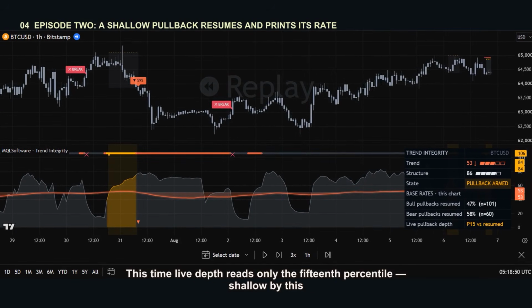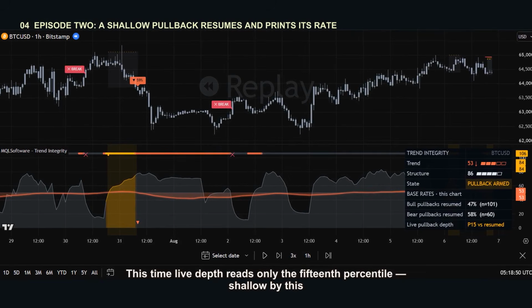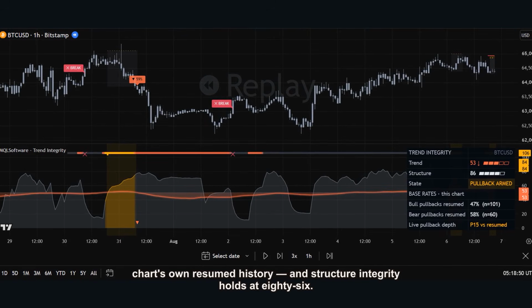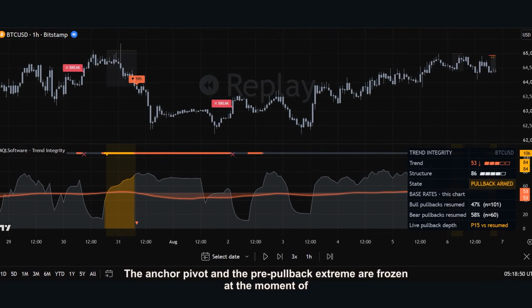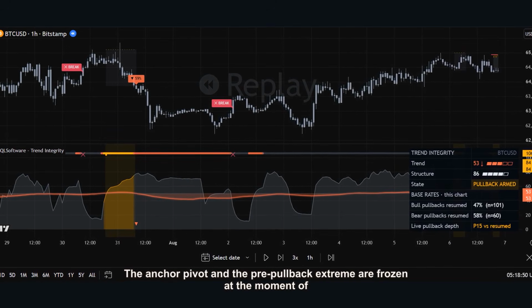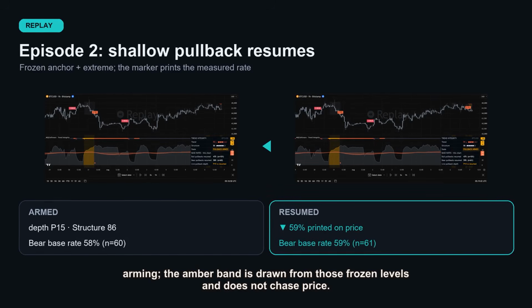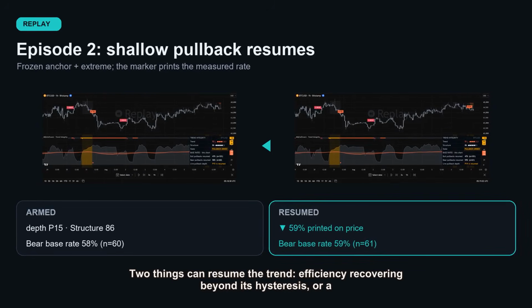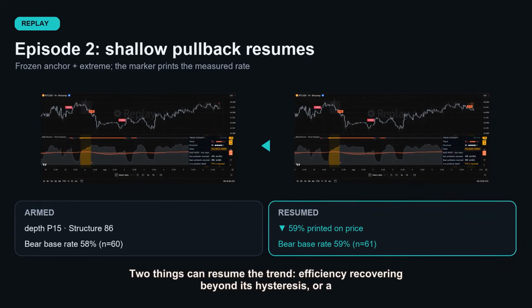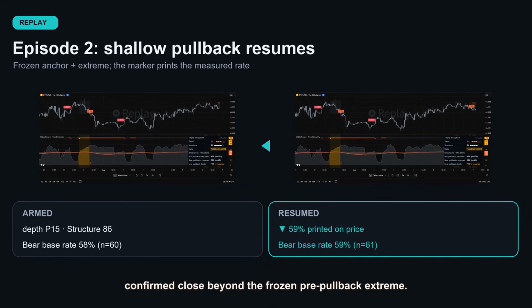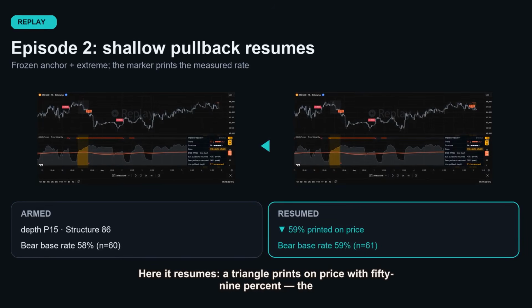This time live depth reads only the 15th percentile, shallow by this chart's own resumed history, and structure integrity holds at 86. The anchor pivot and the pre-pullback extreme are frozen at the moment of arming. The amber band is drawn from those frozen levels and does not chase price. 2 things can resume the trend: efficiency recovering beyond its hysteresis, or a confirmed close beyond the frozen pre-pullback extreme.